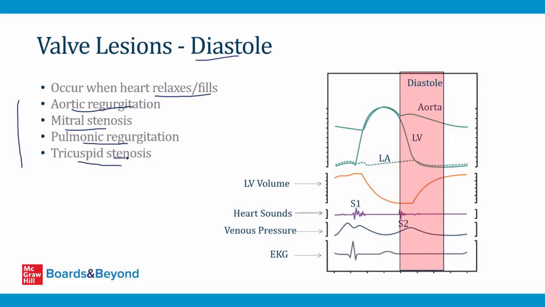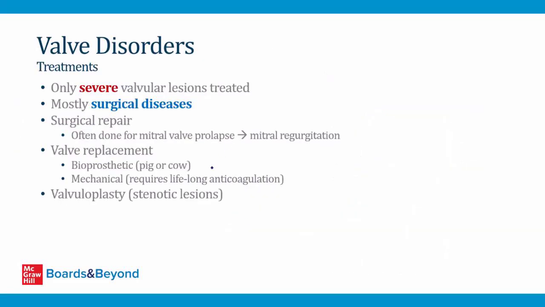We won't talk much about treatment of valve disease in this video, but you should be aware that only severe valve lesions are treated. So if someone in your family calls you up and tells you their doctor ordered an echocardiogram and they have mild aortic stenosis or mild regurgitation of the mitral valve, you can let them know that that probably won't require surgery because it's only severe valve lesions that get treated. And most valve disorders are surgical diseases and repaired with heart surgery.